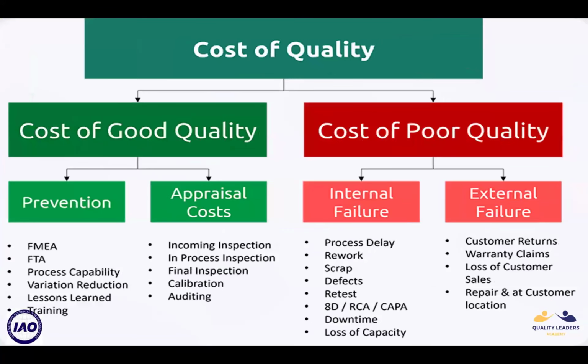So here's the visual showing the cost of good quality and cost of bad quality. Remember, cost of good quality includes prevention costs and appraisal costs. Okay. And cost of poor quality includes internal failure and external failure costs also.